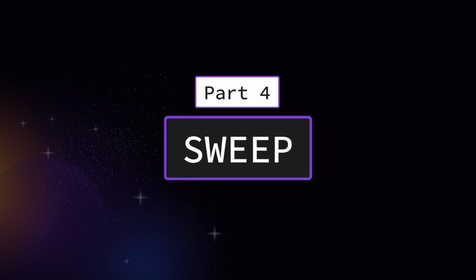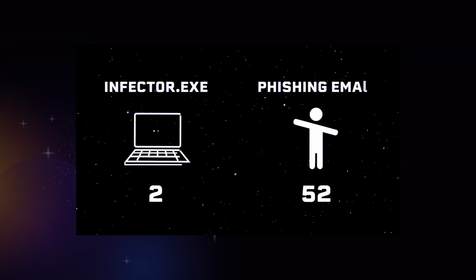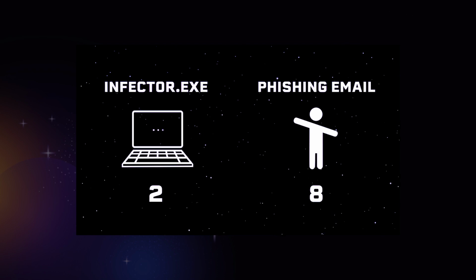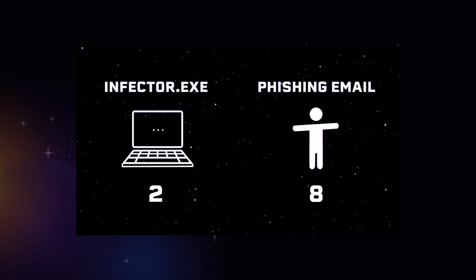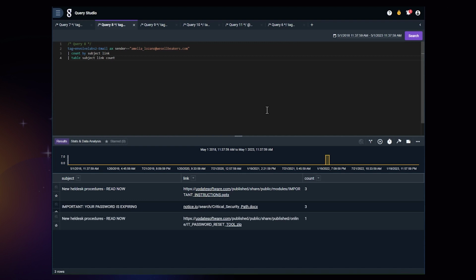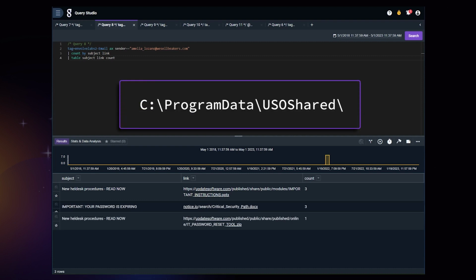We now know of at least 2 machines in our environment that were compromised by this threat actor's campaigns. And we know a minimum total of 8 users that received phishing emails. Let's try and sweep for our payload using a key indicator that we identified during our investigation, infector.exe's staging directory. We observed on both 4AHX desktop and NZ6J laptop that our malicious binary was created in a very specific directory. See ProgramData USO shared.